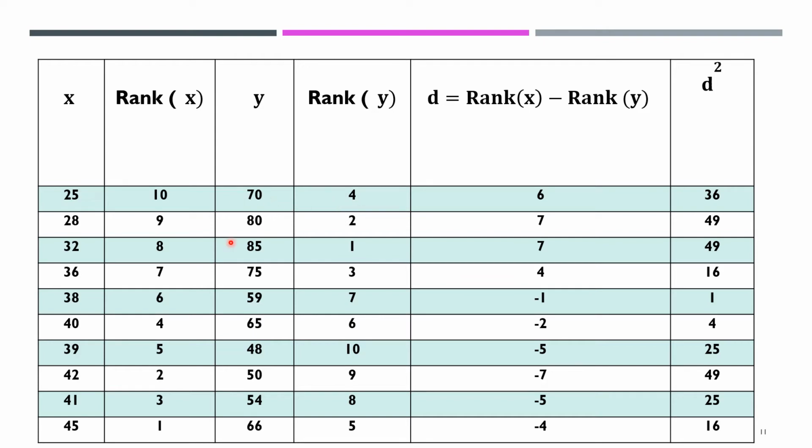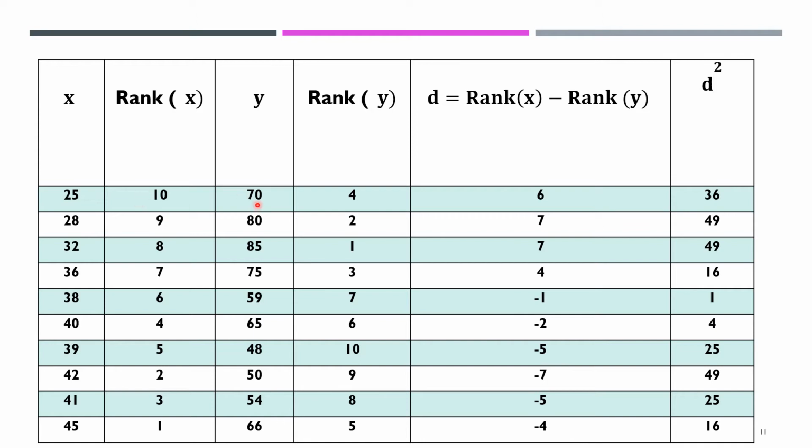After 70 we have the next number as 66. That is given as rank 5. After 66, 65, rank 6. Then we have 59, rank 7. Then we have 54, rank 8. 50, rank 9. And 48 is rank 10. Again, none of the values in this Y column are repeated. So we get the ranks from again 1 to 10. That means n is equal to 10.